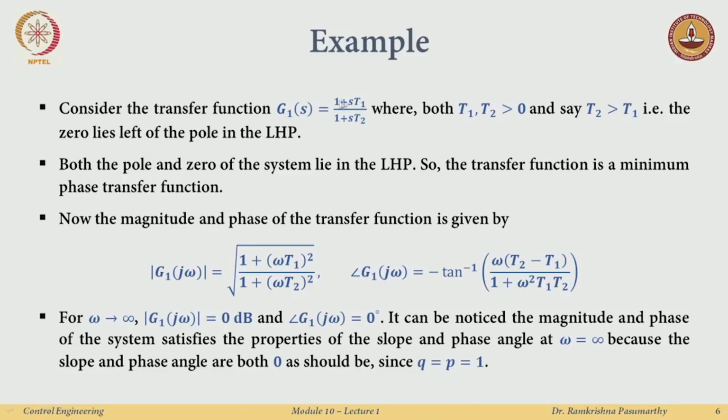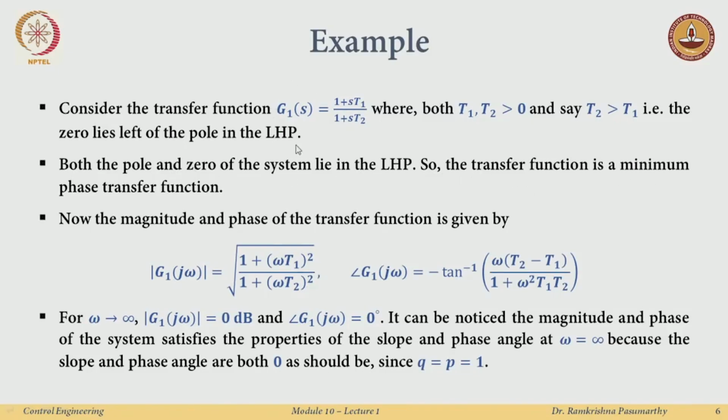Let's start with an example. I consider a transfer function with factors 1 plus sT1 and 1 plus sT2, both T1 and T2 greater than 0, and let's assume for simplicity that T2 is greater than T1, or in other words, the zero lies to the left of the pole in the left half plane. So, it is a stable system, and also minimum phase as per the definition which we just had. Both poles and zeros lie in the left half plane, so the transfer function is a minimum phase transfer function.